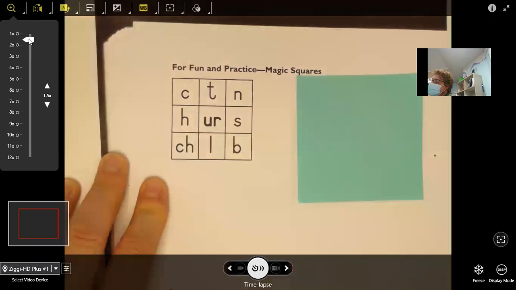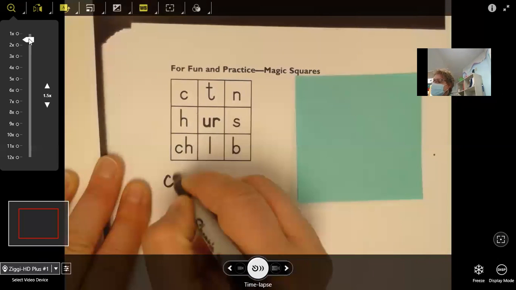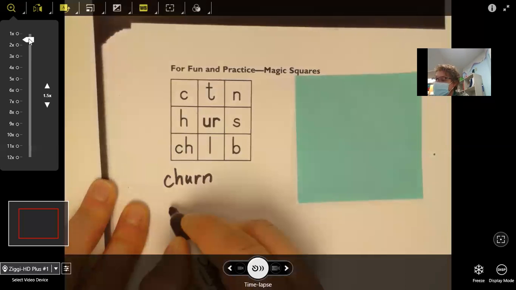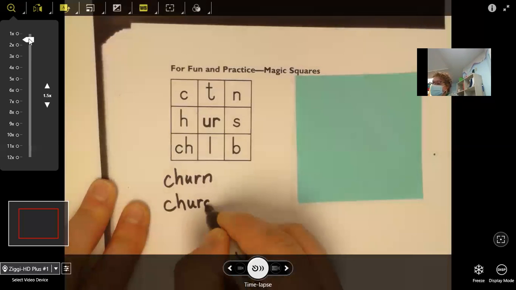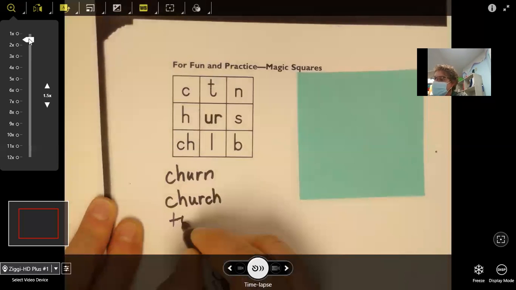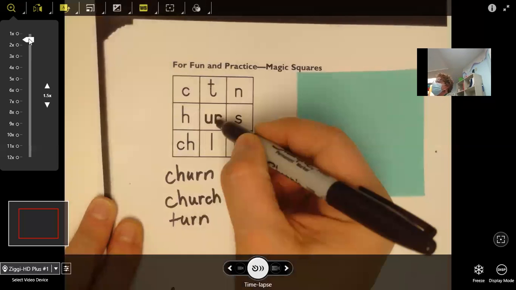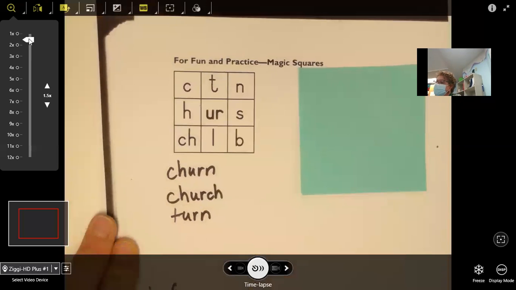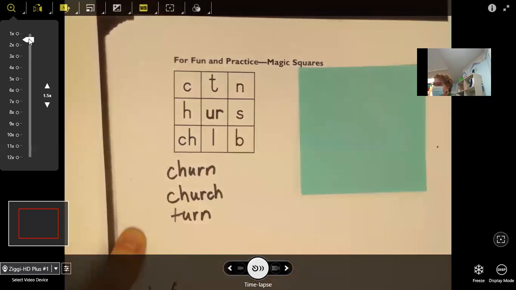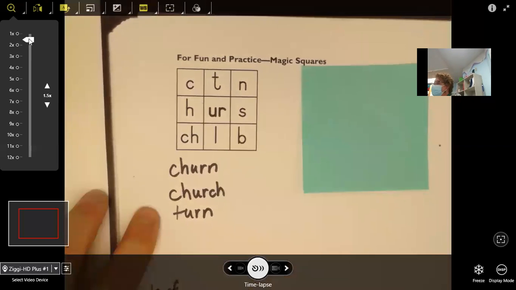All right, Lennox. You got your churn, didn't you? Yep, very good. Sunny? Sure. Got your church. Yes, you did. Yes, Astria. Turn. You got your turn. T-U-R-N. Sawyer. Turn. Yes, that's a good one. We just did that. Turn. Oh, yeah. You can't write it down. It's not there.